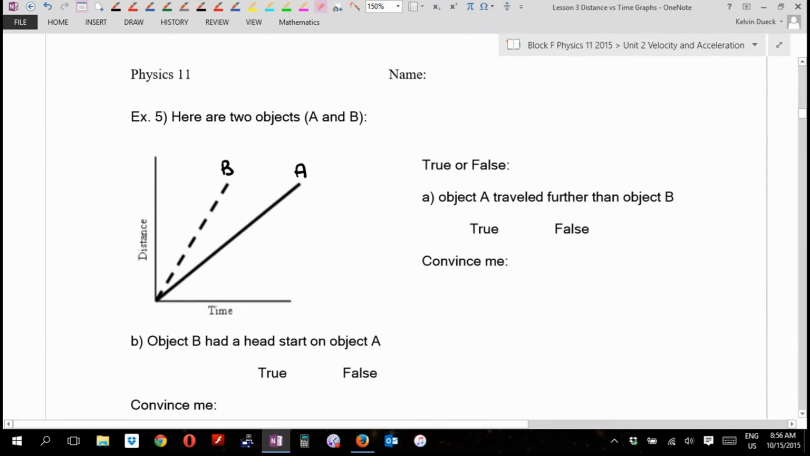Here's two objects, object A and object B. True or false? Once again, we're going to vote. Once again, how high you hold your hand up is how sure you are of the answer. True or false, object A traveled further than object B. So look at that graph. You're going to vote, I'm positive, I'm pretty sure. I'm only voting because Mr. Dueck will make fun of me if I don't vote. He wants me to have an opinion. There's no risk here.